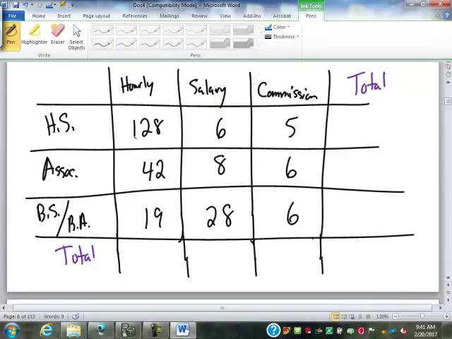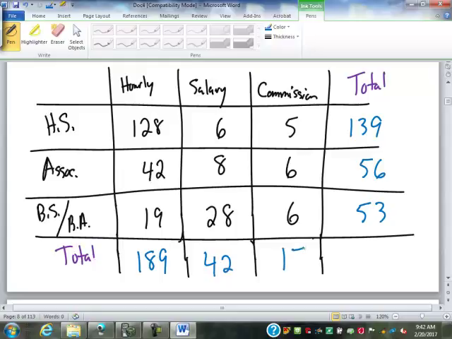So going across here, how many total people do we have that have a high school degree or less? What's that? 139, okay. Associate degree? 56, and then bachelor's? 53. Going down here, how many people do we have that are working hourly? 189. On salary? 42. In commission? 17. Did anybody find the total? 248. Very good.